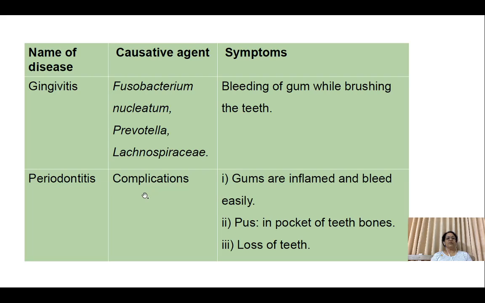It is caused by a variety of microorganisms as a complication. In that, Fusobacterium, actinomycetes, and a number of anaerobic bacteria are included. Here, gums are inflamed and bleed very easily. There is a formation of pus in pockets of the teeth bones and it results in loss of teeth.